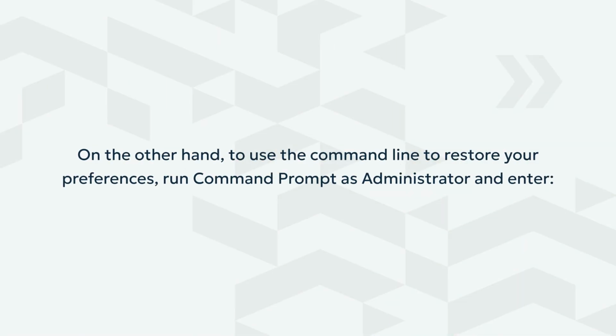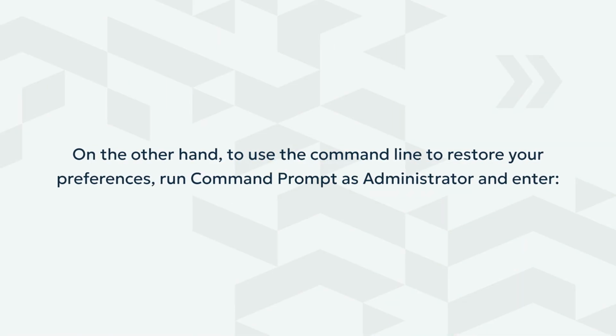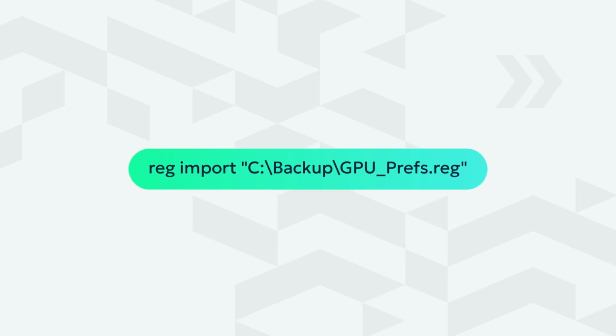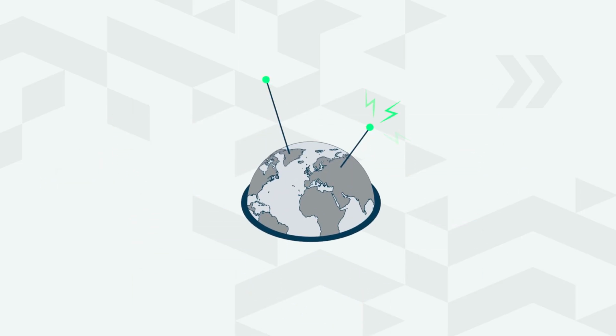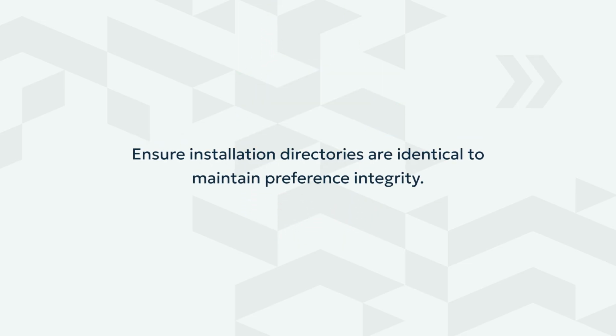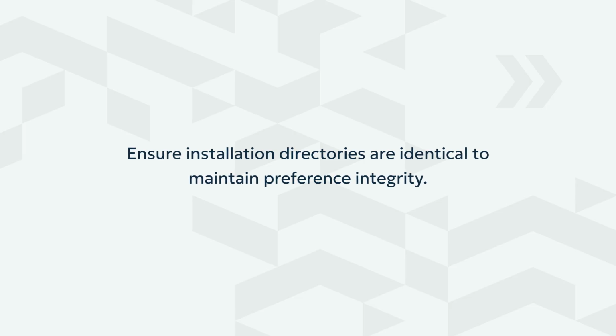On the other hand, to use the command line to restore your preferences, run Command Prompt as Administrator and enter this command. However, remember that this only works if the app paths match between systems. Ensure installation directories are identical to maintain preference integrity.